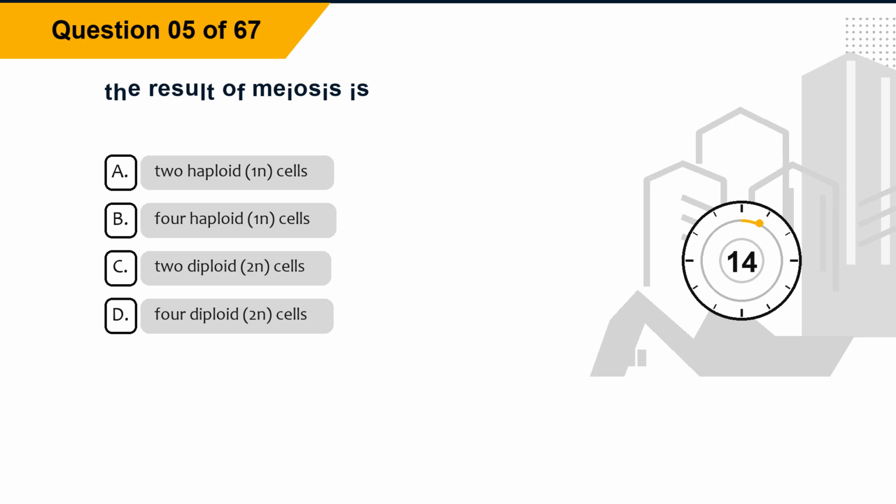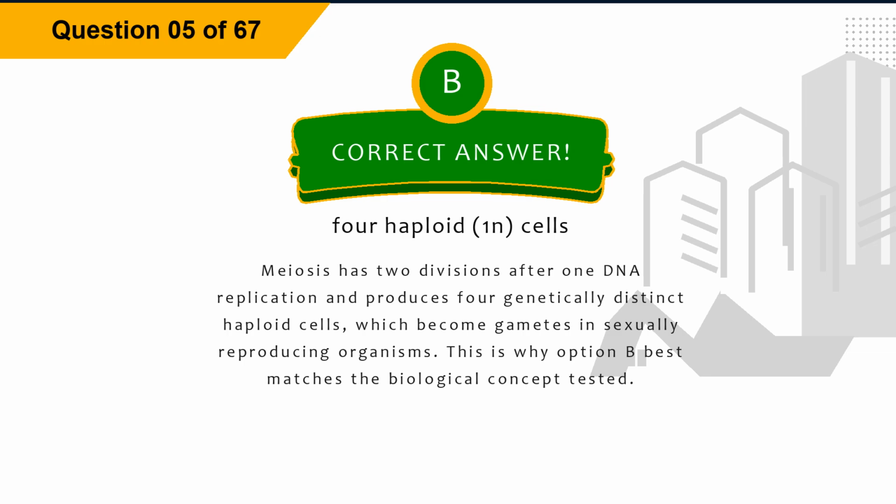Question 5. The result of meiosis is option A, 2 haploid, 1N, cells. Option B, 4 haploid, 1N, cells. Option C, 2 diploid, 2N, cells. Option D, 4 diploid, 2N, cells. The correct answer is option B, 4 haploid, 1N, cells.